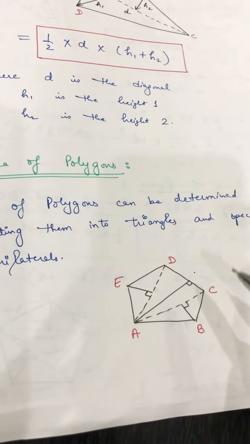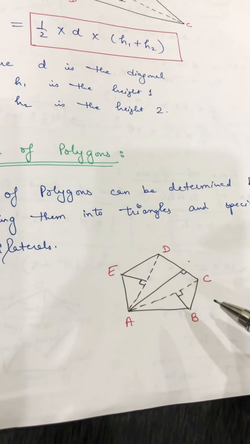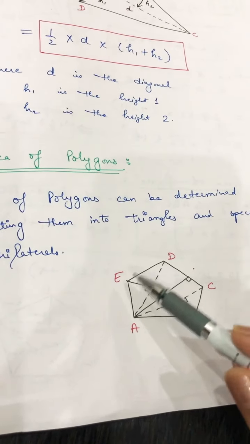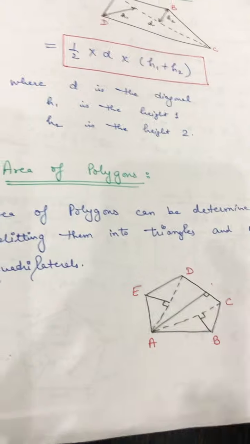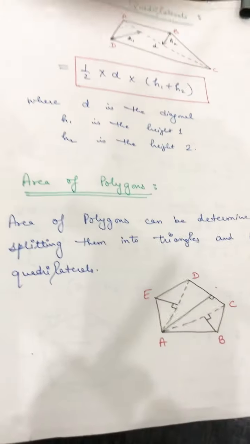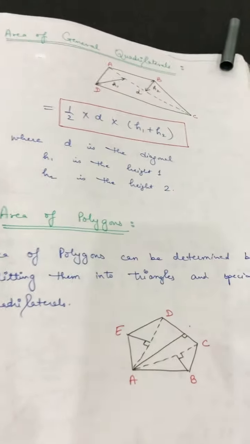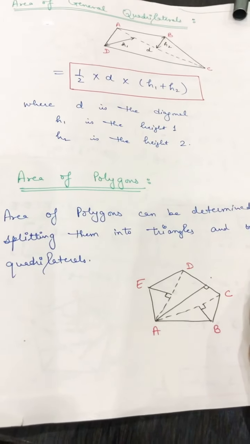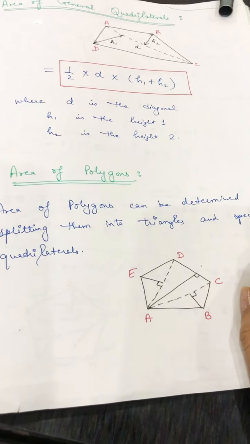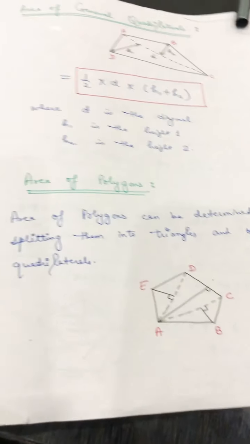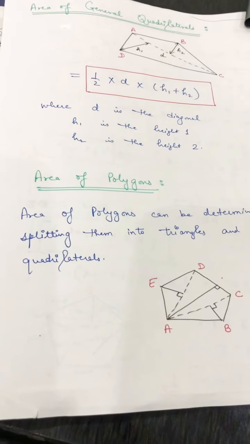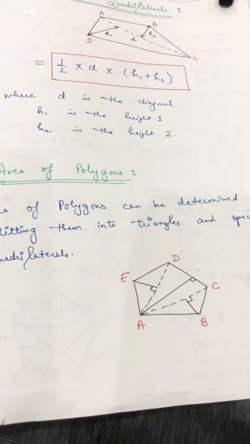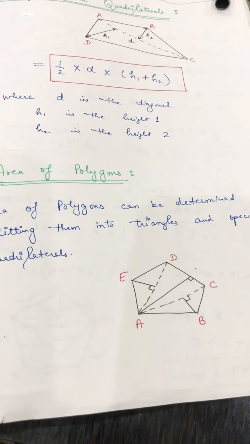Suppose this kind of shape is there in the question. So this shape is having how many sides? 1, 2, 3, 4, 5. 5 sides are there. Okay, so there is no direct formula regarding the area of pentagon, or we can say area of hexagon, area of heptagon, octagon, nonagon, decagon, 11-gon, 12-gon, and so on. So in that case you have to find out how many other shapes are there in that figure. You have to split that figure into other particular shapes.